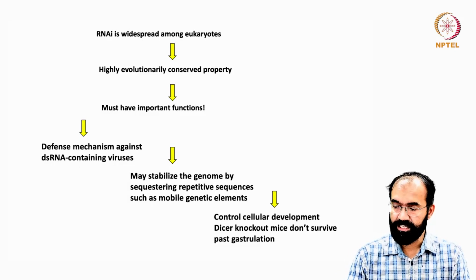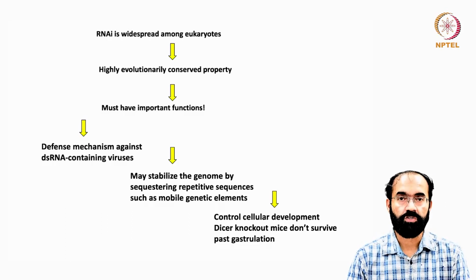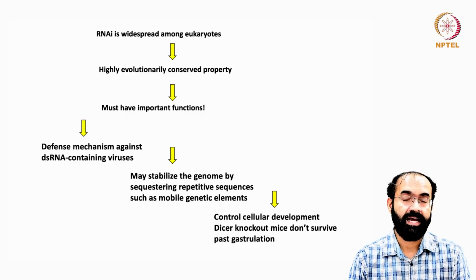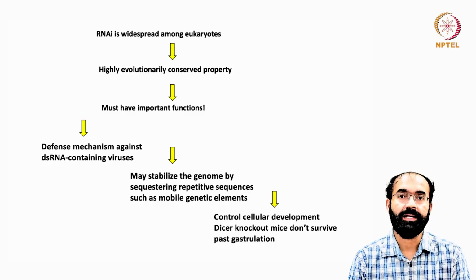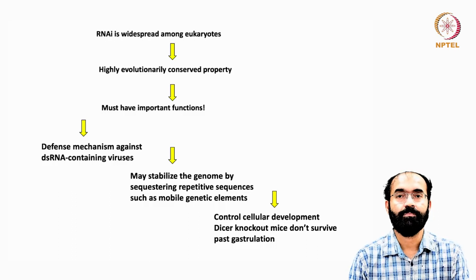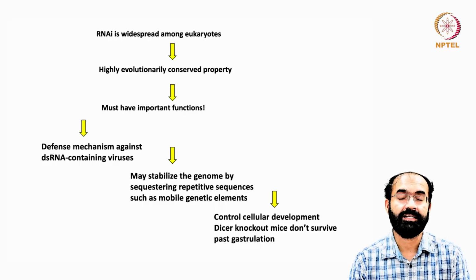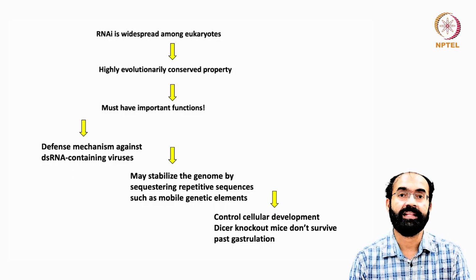The third function is the normal development, and the Dicer knockout does not cross the gastrulation stage. That itself indicates how important RNAi mediated gene regulation events are right from the early embryonic development. And in one of the classes we also discussed the importance of let-7 and Lin28. Lin28 can completely get rid of the let-7 microRNA. That is another way of regulation.